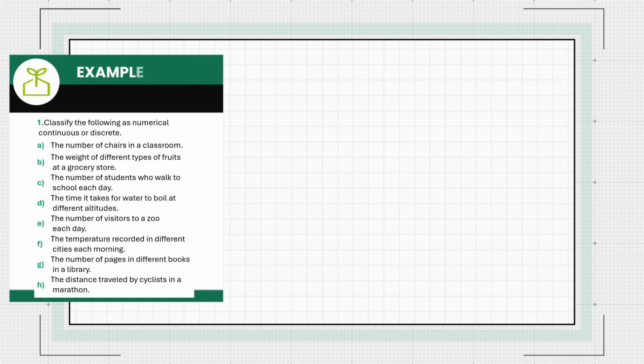Okay, welcome back. So right now we're going to talk about different types of numerical data. Now there are two main types. There are discrete and continuous numerical data.